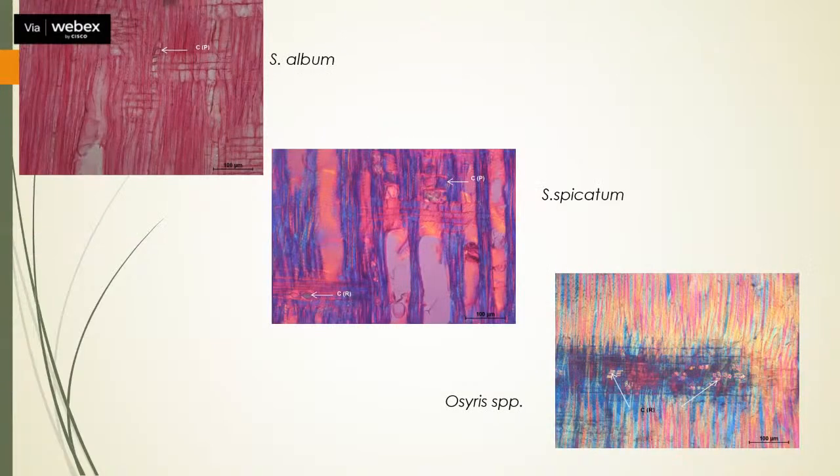This is the radial longitudinal section. As I've already told, the chambered crystals are present in the parenchyma, like a chain. Chambered crystals are present in the parenchyma only, and in the case of spicatum, crystals are located in both parenchyma and rays, whereas in the case of Osyris, the crystals are present only in rays.